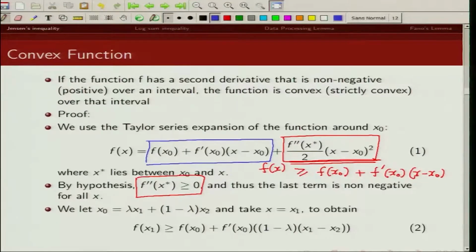Fine. So that is what I have here. Now let us take the value of x0 to be this, which is lambda times x1 plus 1 minus lambda times x2, and let us take x to be x1. So I plug in this value of x and x0 into this expression. So I get here f of x1 is greater than or equal to f of x0 plus the first derivative of this function f evaluated at x0, times (1 minus lambda)(x1 minus x2), where x0 is given by this.